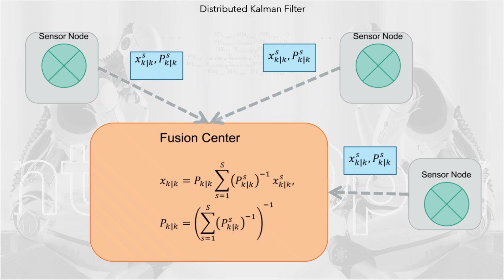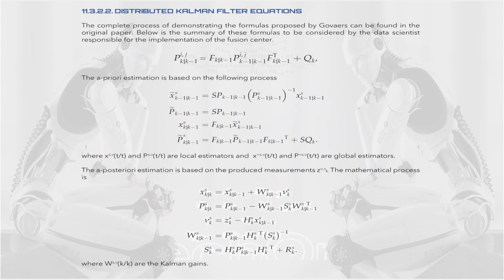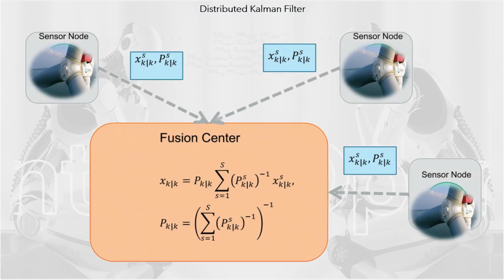It is the conceptual basis used for the integration of the information processed in each sensor node. The complete process of the formulas proposed by Gavers can be found in the original paper. Below is the summary of these formulas to be considered by the data scientist responsible for the implementation of the Fusion Center. Groups of sensor nodes may form according with the topology of the network.